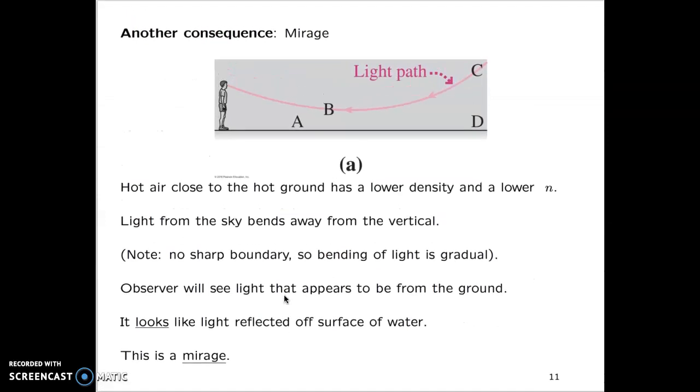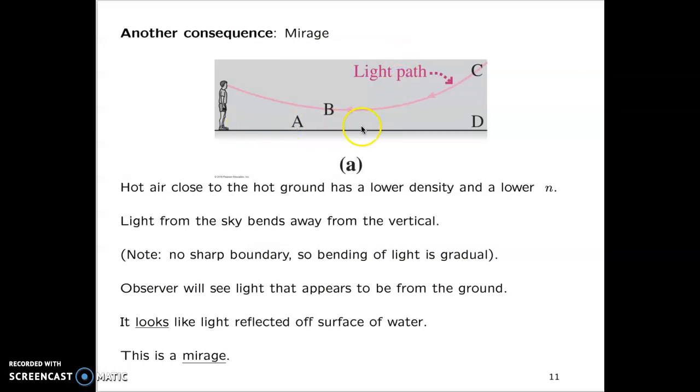Another interesting application of total internal reflection is the mirage, which you have all seen, I'm sure, at some point. Okay, so what is a mirage? Well, if you're standing over here on a hot day, here's the ground. On a hot day, the air very close to the ground is going to be very hot. And when air is hot, it means the index of refraction will be lower than the index of refraction for the air when it's a little bit higher up, where the air is cooler.